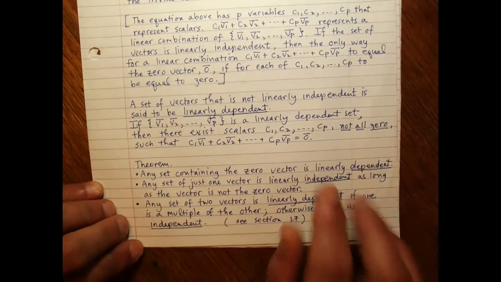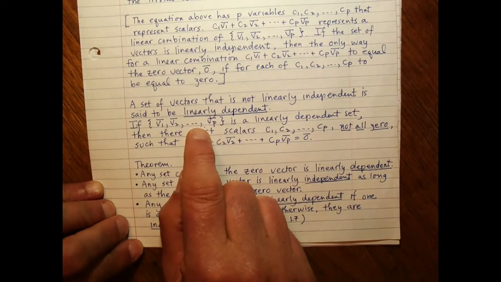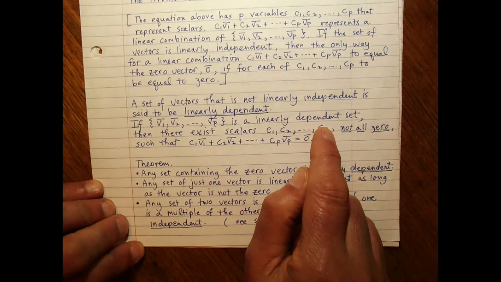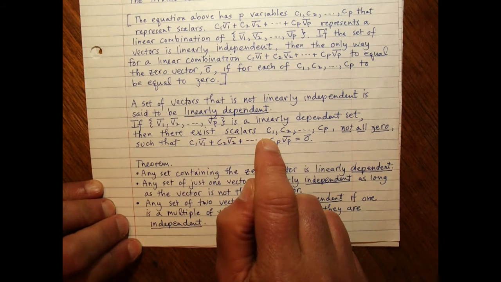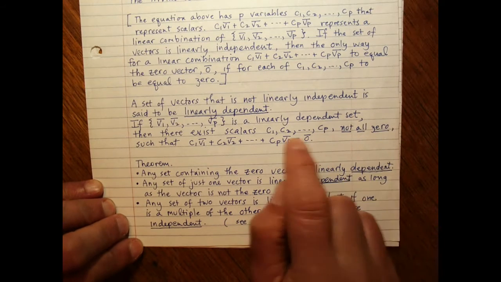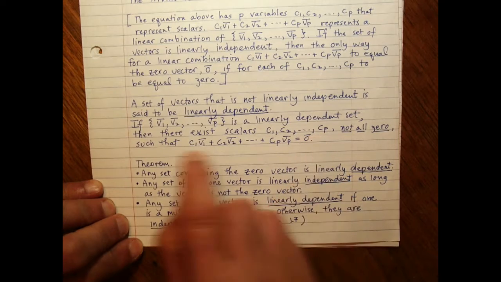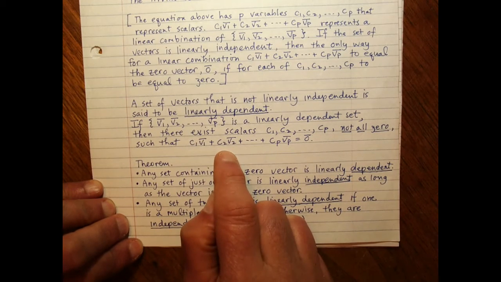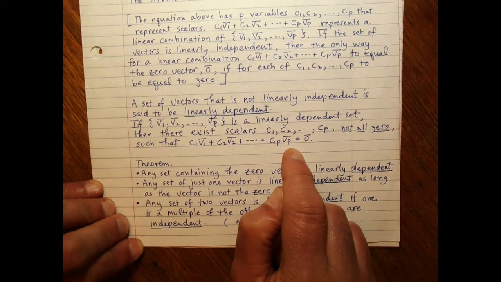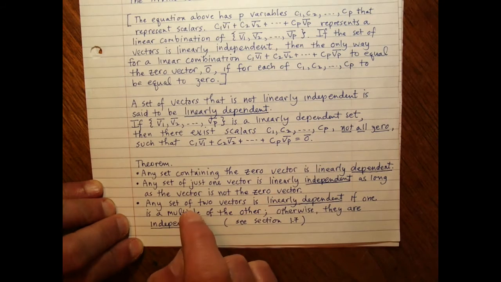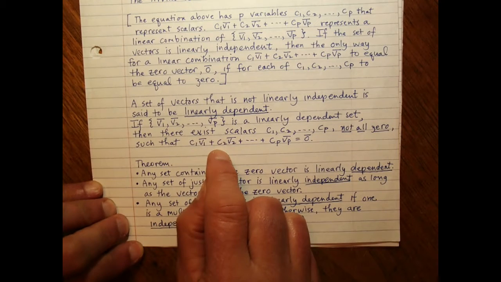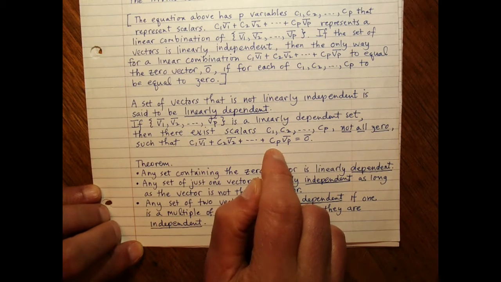A set of vectors that is not linearly independent is said to be linearly dependent. If V1 through Vp is a linearly dependent set, then there exist scalars C1, C2 through Cp, not all 0, so at least one of them must be non-zero, such that C1V1 plus C2V2 down the line to CpVp will equal 0. That's called a linear dependence relationship, where at least one of the C1 through Cp is not 0.